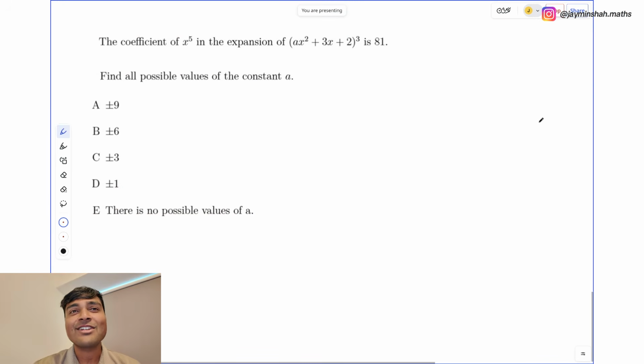Let's have a look. The coefficient of x to the 5 in the expansion of (ax squared plus 3x plus 2) all cubed is 81. We want to find all the possible values of the constant term a. So I'm going to break this down from first principles.